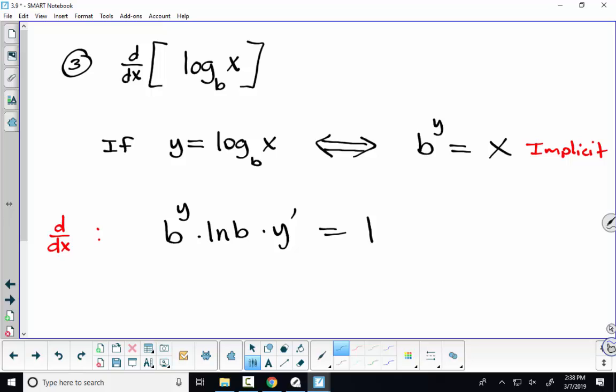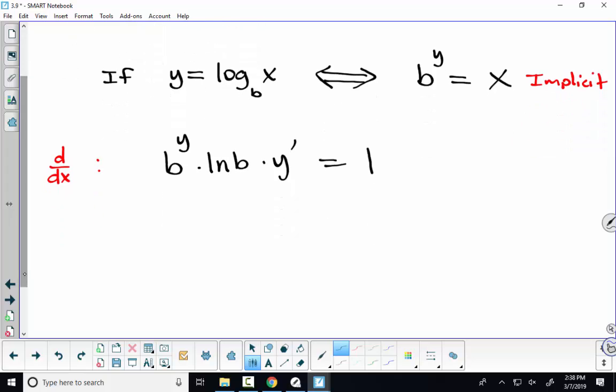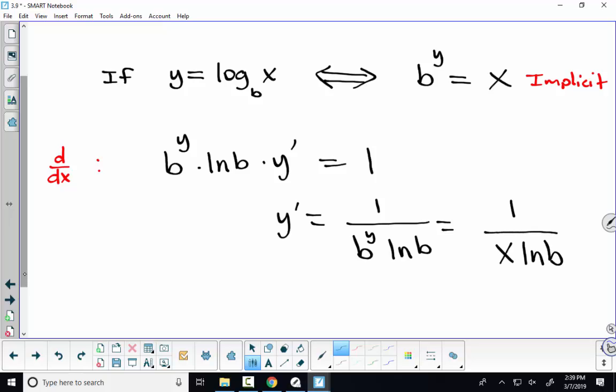So then we can solve for y prime. y prime is 1 over b to the y ln b. But what's b to the y? x. b to the y equals x. So the derivative of our logarithm base b is 1 over the argument times the ln of the base. 1 over x ln b.